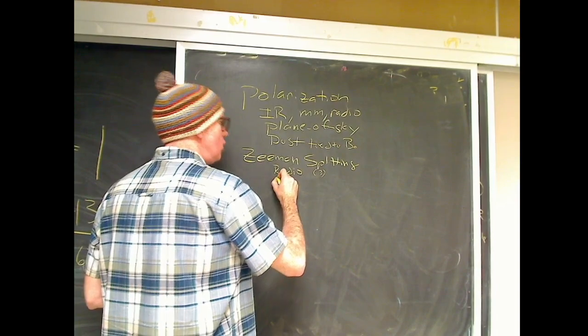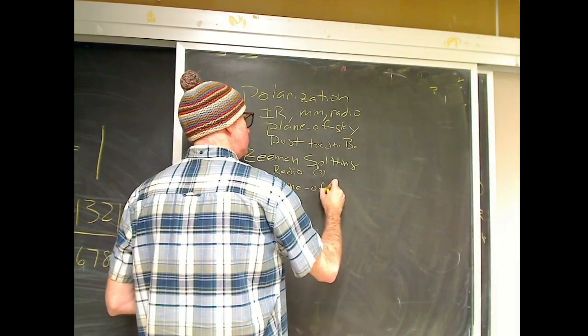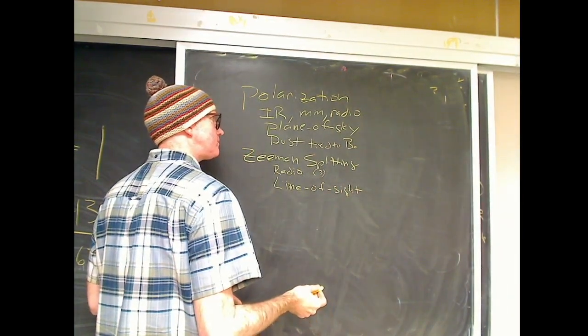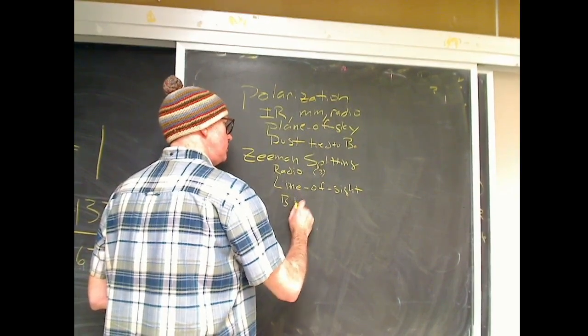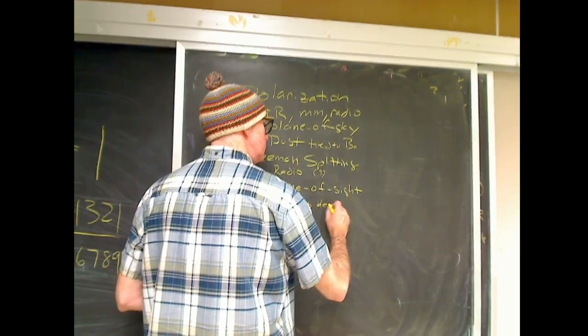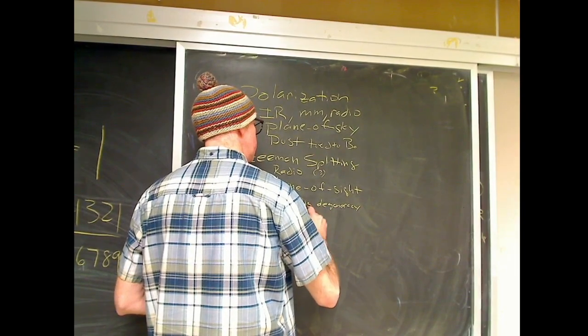Zeeman splitting is only good for the line of sight magnetic field. And this is magnetic field lifts of degeneracies in atomic levels.